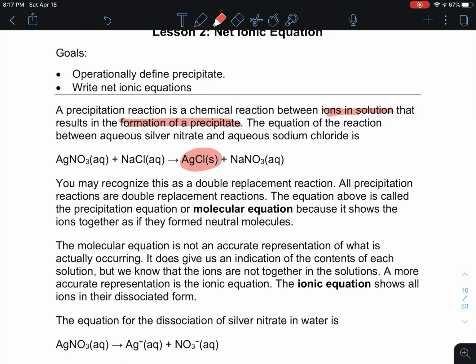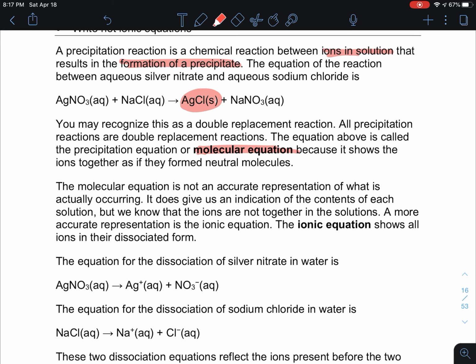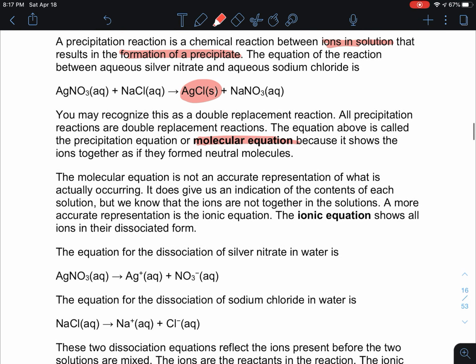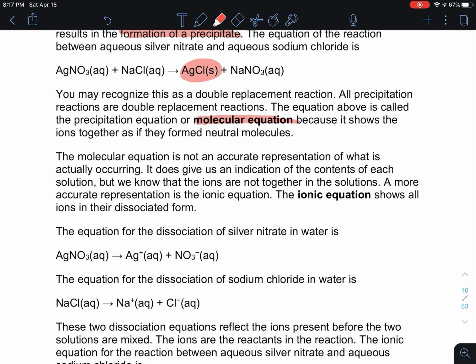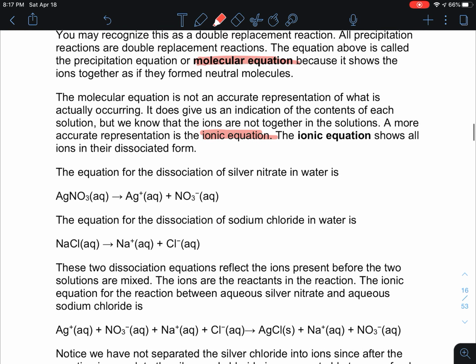The equation above is called a precipitation equation or a molecular equation because it shows the ions together as if they form neutral molecules. The molecular equation is not an accurate representation of what is actually going on. It does give us an indication of the contents of each solution, but we know that the ions are not together in the solution. A more accurate representation is the ionic equation, which we practiced in the last lesson.